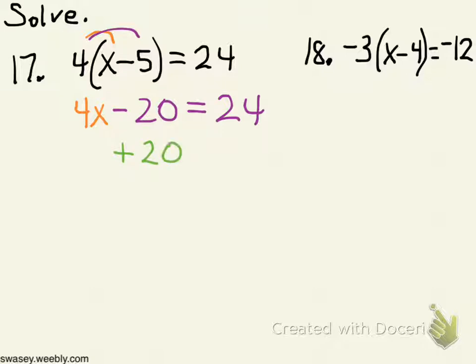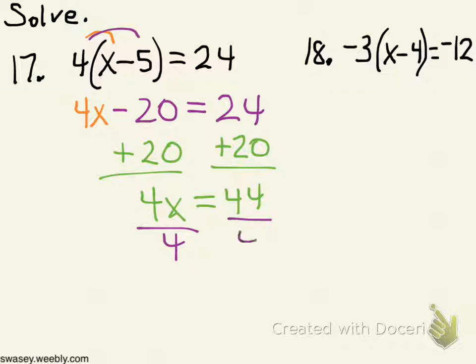To get rid of minus 20, add 20 to each side. So we get 4x equals 44. To get rid of multiplying by 4, divide both sides by 4. And so x is 11.